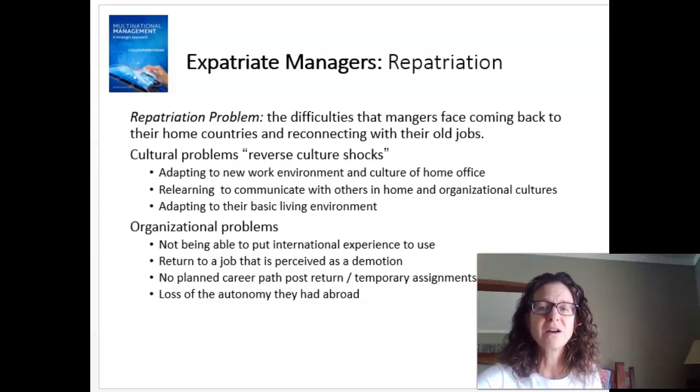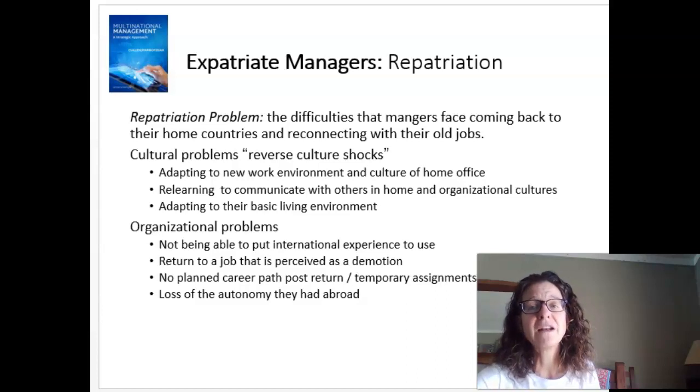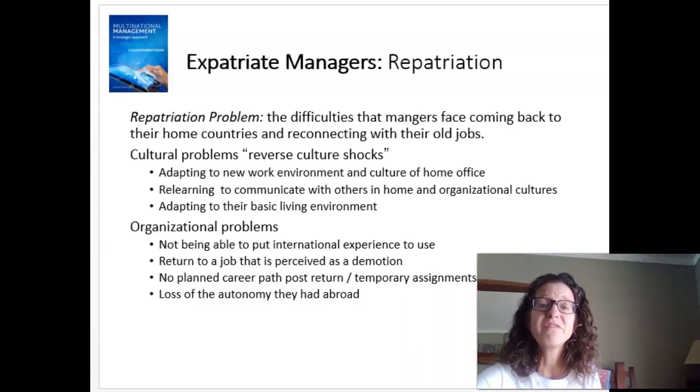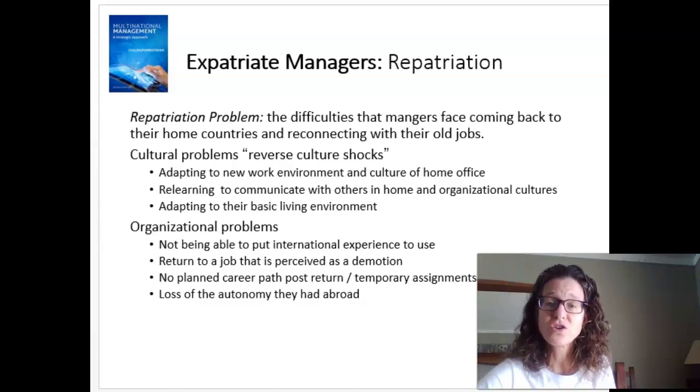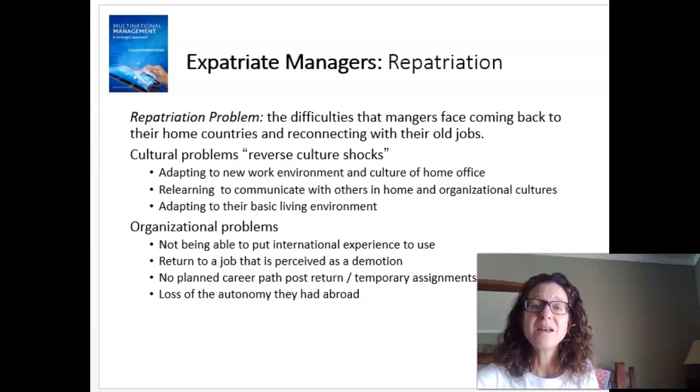And so many organizations give careful consideration to repatriation. Some of the difficulties that managers face when returning to their home countries include cultural problems. For example, experiencing reverse culture shock. If you have spent 3 to 5 years in a different country, you have acculturated and adjusted and might actually experience reverse culture shock when going home.